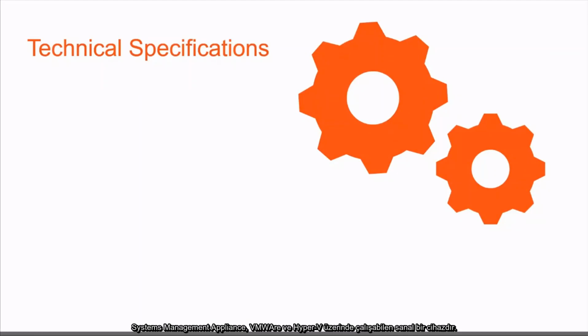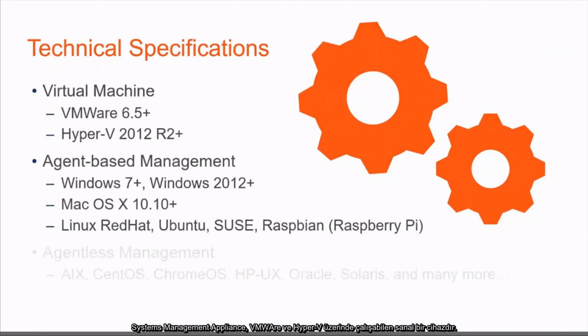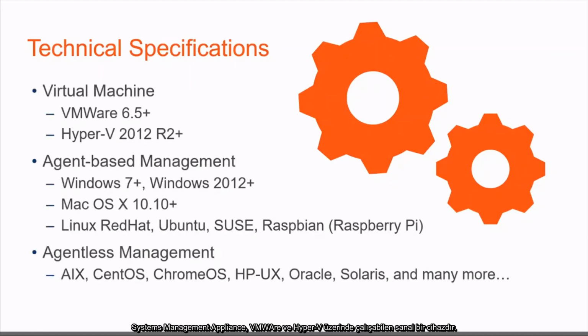The Systems Management Appliance is a virtual machine supported on VMware and Hyper-V hosts. It's accessed and managed through an online web console. The virtual machine can be hosted on premises or in the cloud. For cloud options, the appliance is available in the Azure Marketplace and as a subscription-based service hosted by NTT Data.